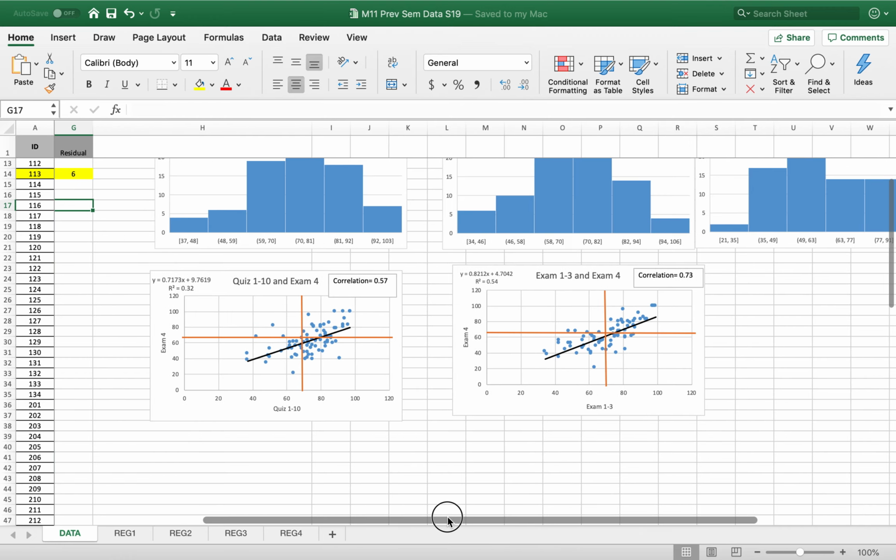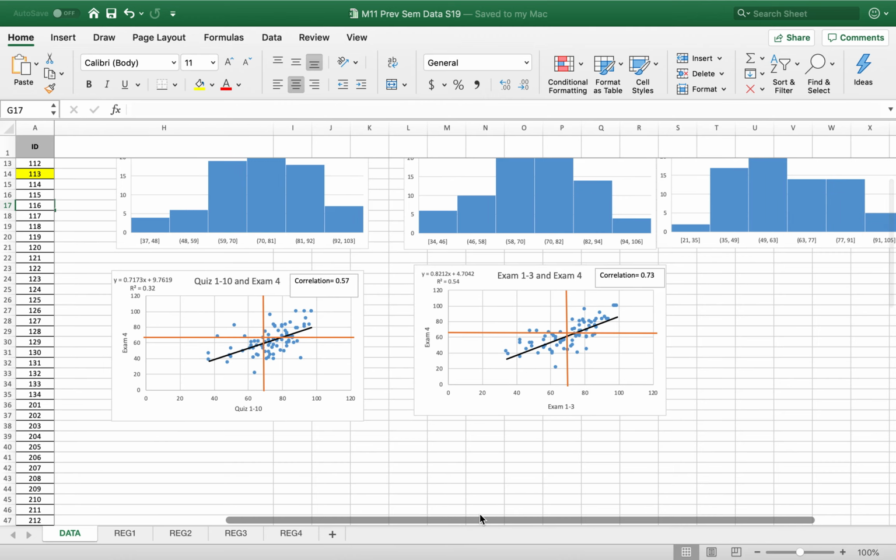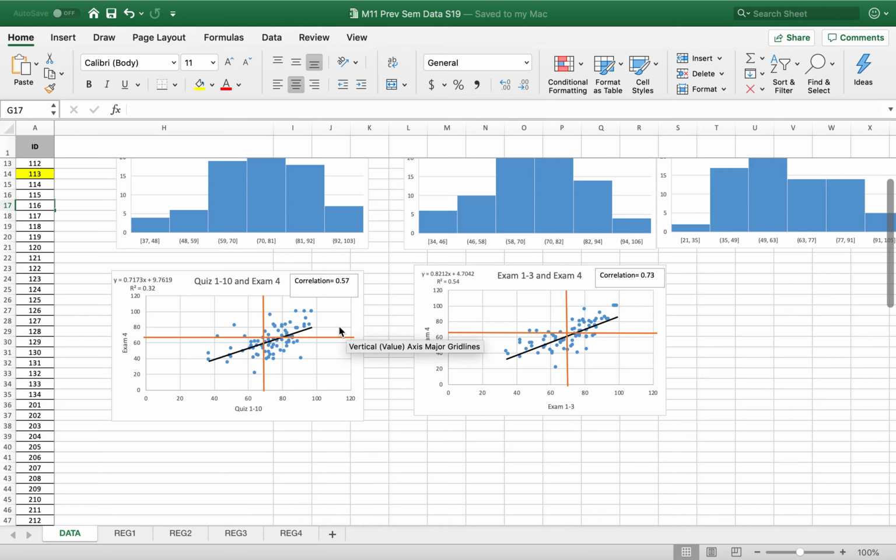And then for the exam 1 through 3 and exam 4, my horizontal line includes the mean of 63 for exam 4, and the mean for exam 1 through 3 was 71. So they were pretty similar, I would say, between the quiz and exam scores, or their means at least. And then I got a correlation of 0.73 or 73%. As you can see, for this one there are a couple of outliers, maybe right here, and then up here in the corner as well in quadrant 1.